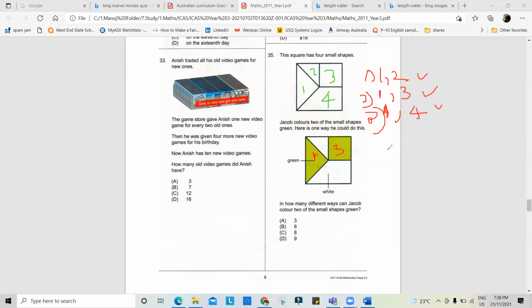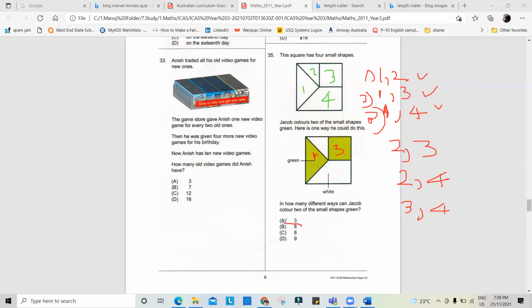If you start from 1, again you can start from 2. 2 and already have 2 and 1. Then you go for the next one, 2 and 3, 2 and 4. That's it. And if you get 3, 3 and 4. These are the ways of coloring. 1, 2, 3, 4, 6. There are 6 times. But you already did 1. In how many ways can Jacob color 2 small shapes?